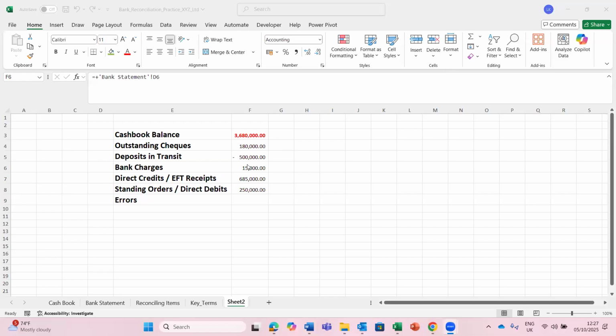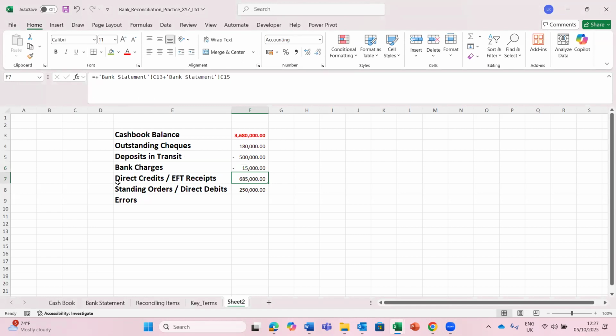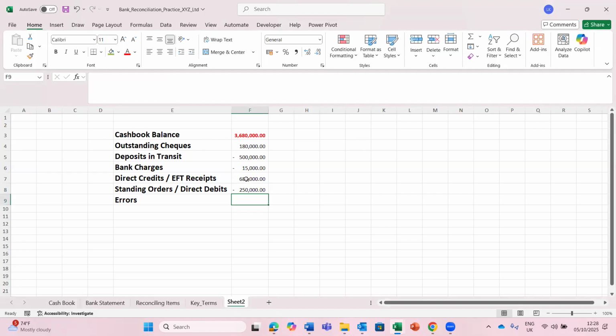Okay. For the bank charges, what do we do with bank charges? Because we have not recorded them in our books, what do we do? They're not in our books. What do we do to bank charges? We subtract. Okay. We subtract bank charges. And then we have direct credits. Okay. So these are deposits in our bank statement. So we add. And then the direct debits, we subtract. Okay? We subtract.